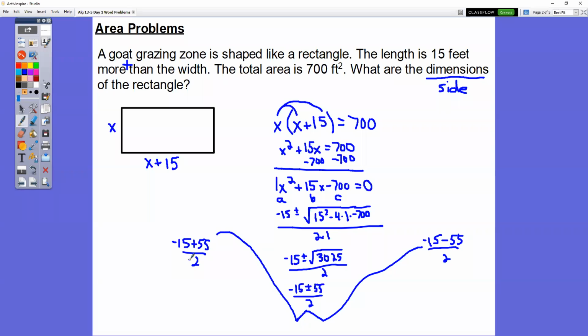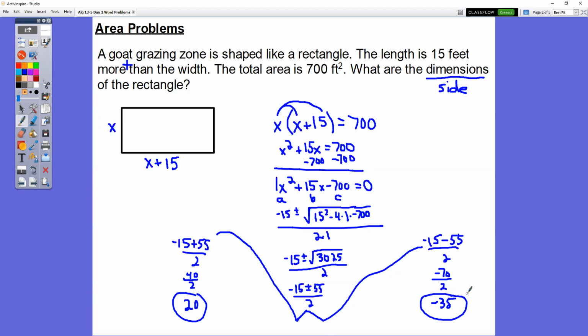Negative 15 plus 55 is 40. 40 divided by 2 is 20. On this side, negative 15 minus 55 is negative 70. Negative 70 divided by 2 is negative 35.